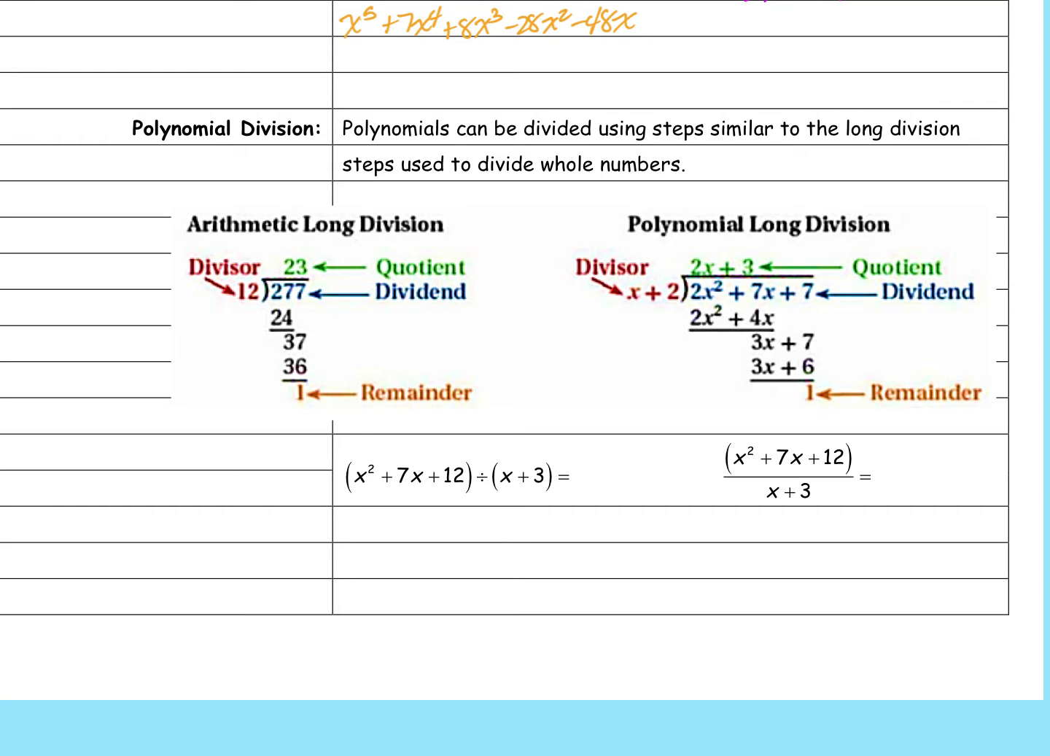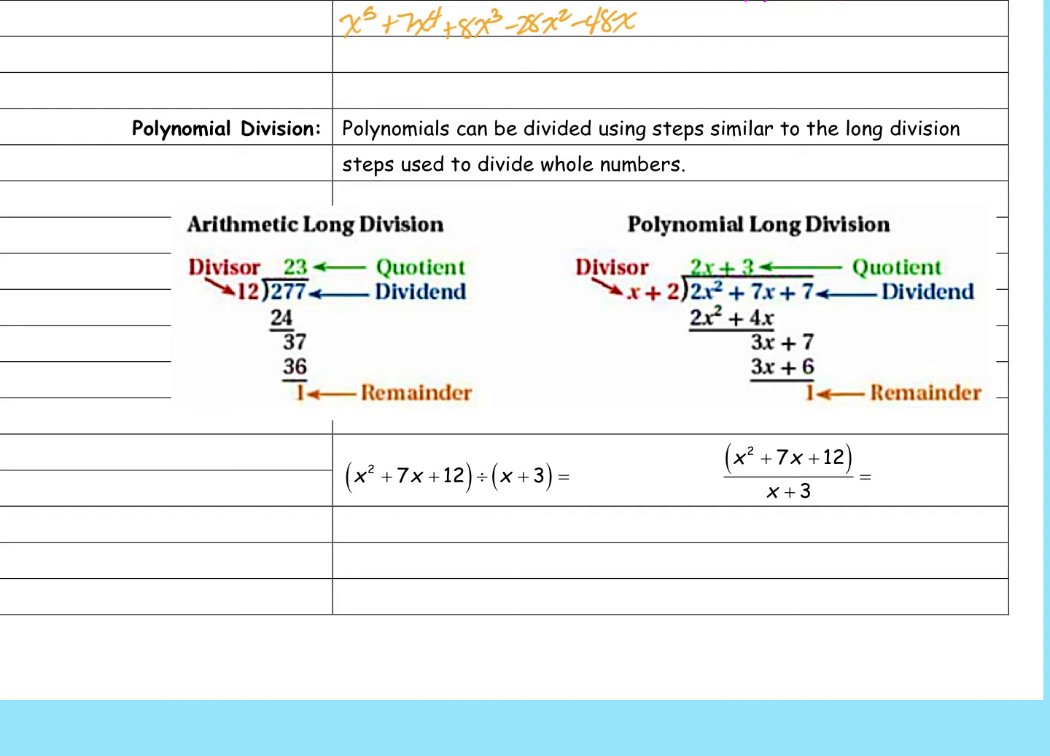Polynomials can be divided using steps similar to long division, steps used to divide whole numbers. So I know that you guys learned how to do long division last year in Sec 3. Okay, so I have examples there of how to do it.